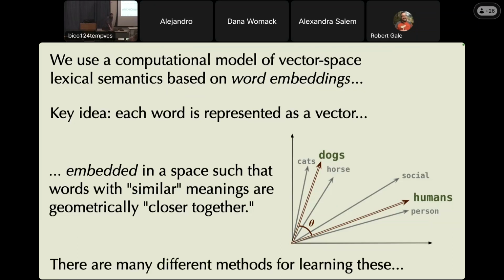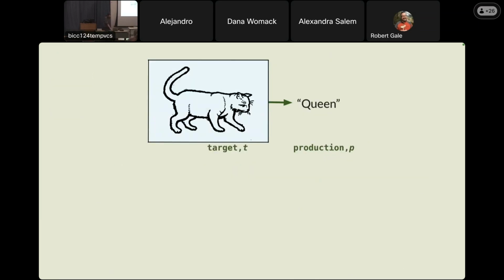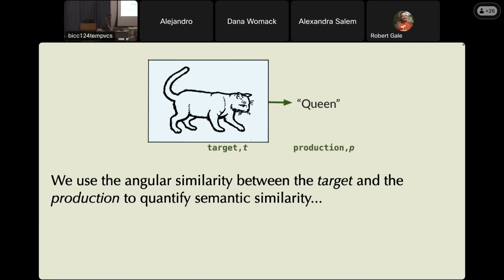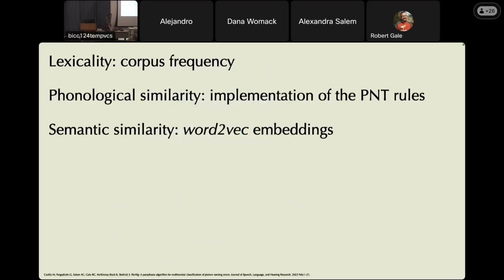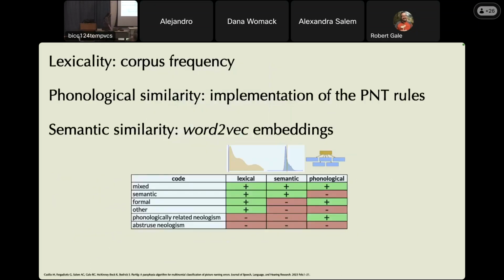And it turns out to work surprisingly, way better than it has any reason to, and became useful for a lot of things. So for our purposes, we said, okay, the target is cat, the person said queen, we take the similarity between those two words, and then over some data set of examples, we found what the right threshold was. And we found that most of the time, if Word2Vec said the words were so-and-so close together, it turned out that they were related according to the PNT rules. So we just had a threshold classifier that actually worked pretty well. So that was the missing piece to our puzzle.